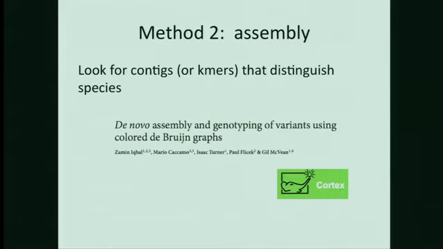All right. So this is the main thing I want to really talk about. Supposing I want to do genome assembly, and look for contigs or k-mers that distinguish the species, how am I going to do it? I'm going to give a description of a method that I use. I don't think the method is particularly important in some ways, but I want you to get the intuition.